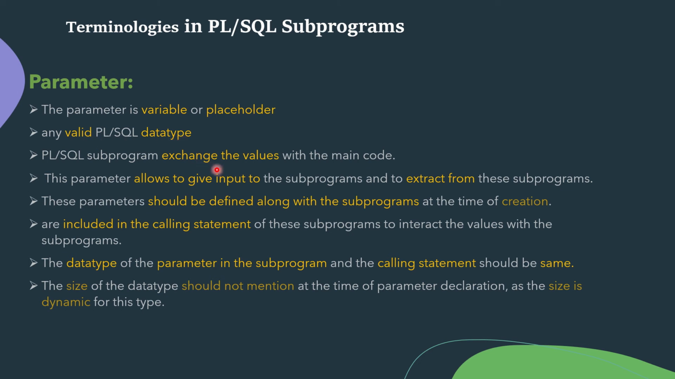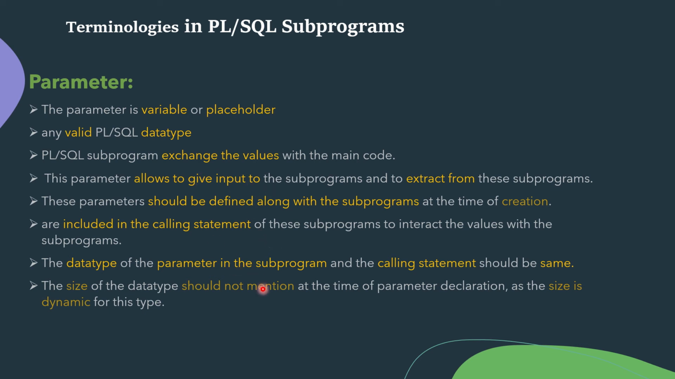The main aim of parameters is to exchange values between a calling program and a called program. In some cases the function may take values from the outside world, that means from the calling program, and in some cases, after doing all the operations, the function may return a value to the calling program. So there is an exchange of information between the calling program and the function. For that purpose we are using the term parameters.